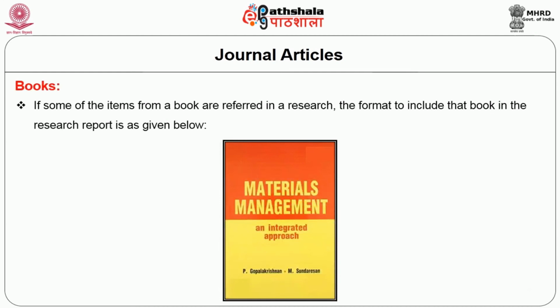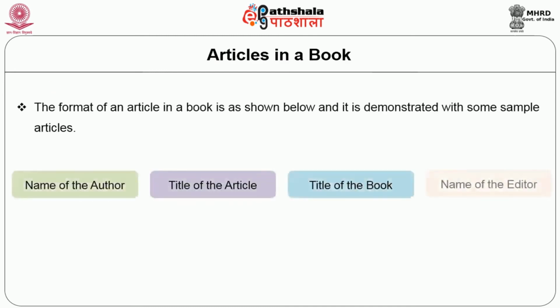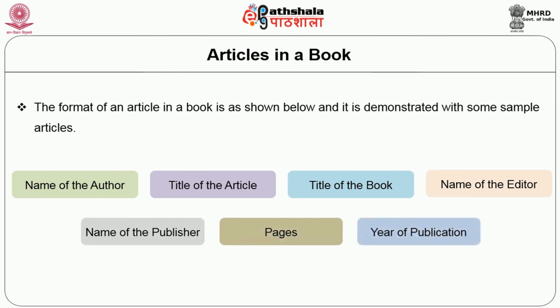Books: if some items from a book are referred to in research, the format to include that book in the research report is as given below. First, the author's name must come, then the title of the book, then the name of the publisher, then the place of publication, and then the year of publication. Some examples are given below.